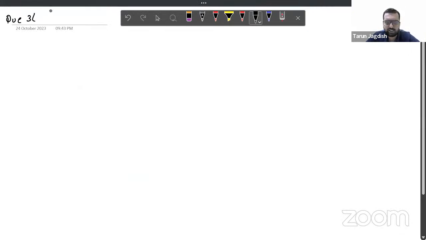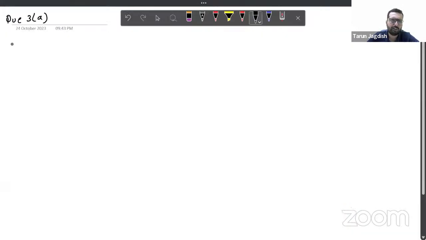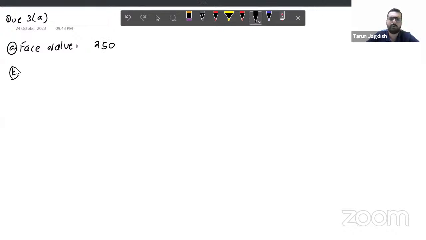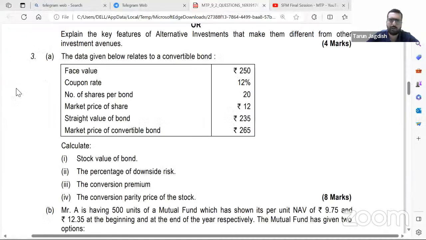Question number 3A. We have done the exact question. Let's quickly do it and wrap it up. Face value is given as 250. This question was done earlier, but let's just do it for practice's sake. Coupon rate is how much? Coupon rate is 12%.